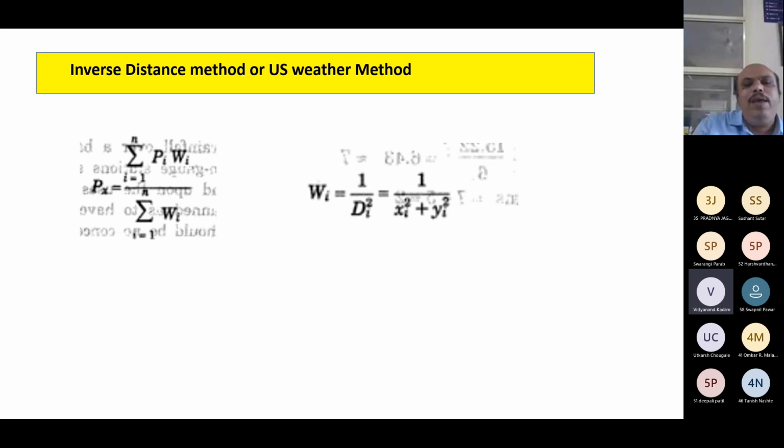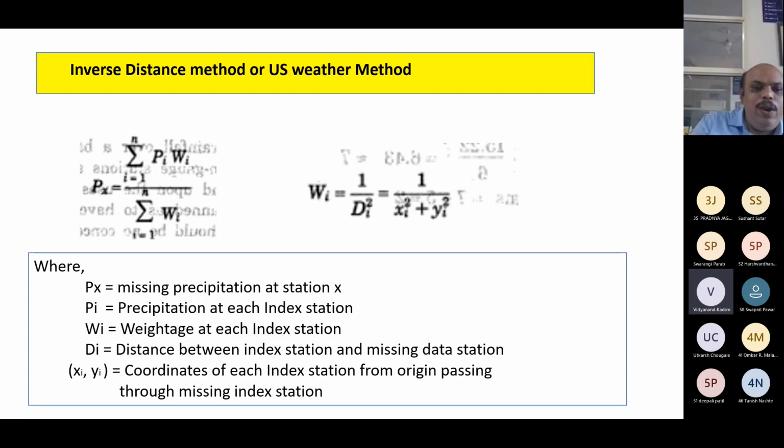Okay, the index station may be any station, say A, B, C, D, likewise. So what is the coordinate of that index station with respect to the missing data station? That is the x and y coordinate. And from this x and y coordinate, we get Di. What is Di? The distance between the index station and the missing data station. So all of you note down this formula and the notations used in the formula.